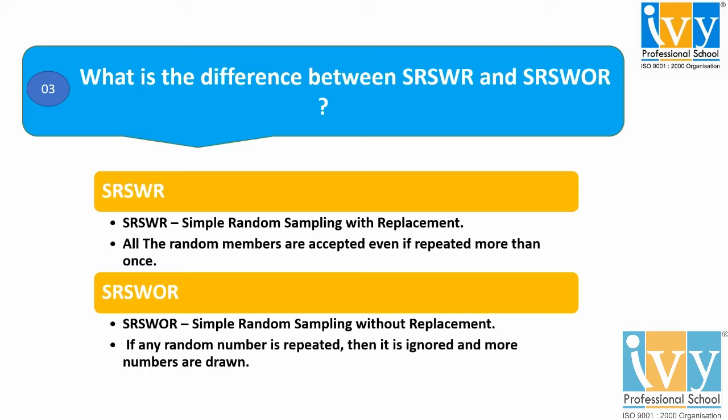And also, we need to remember one thing: if the selected units are not replaced back in the population before the second draw, then it is called SRSWOR, and if the selected units are replaced back in the population before the second draw, then it is called SRSWR. Moving to the fourth question.